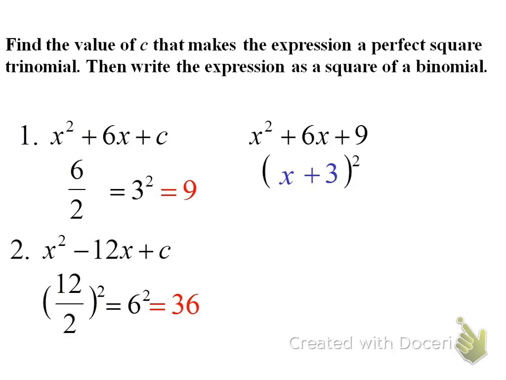The signs don't make a huge deal here because every time you square it, it becomes positive. So if you did negative 12 divided by 2, you get negative 6. Negative 6 squared is 36. Or if you just thought of it as 12 divided by 2, 6. Either way, you end up with 36. Okay, so now I want to rewrite this, but instead of c, I'm going to put a 36. Now let's factor this. So what are two numbers that multiply to 36, add to negative 12? Negative 6 and negative 6. So this is x minus 6 squared.